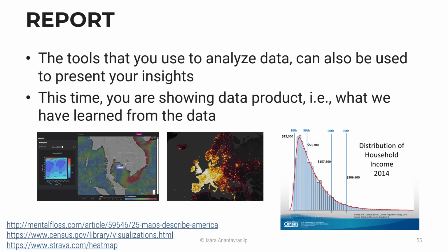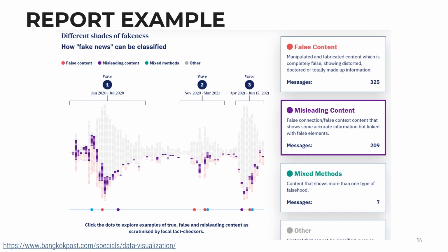That is what you learn from your data, not the data itself. You can use a heat map, contour, or maybe just bar charts to explain your results. Let's have a look at some report example. This is the report of the fake news analysis that we did with Bangkok Post back in 2021-22. It is the report about fake news related to COVID outbreaks.